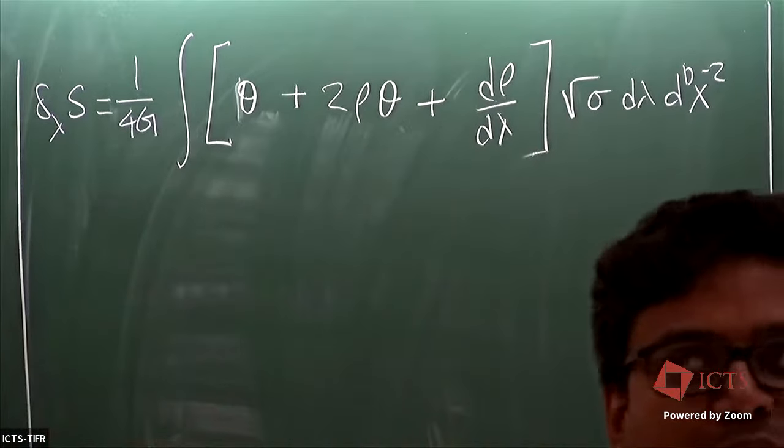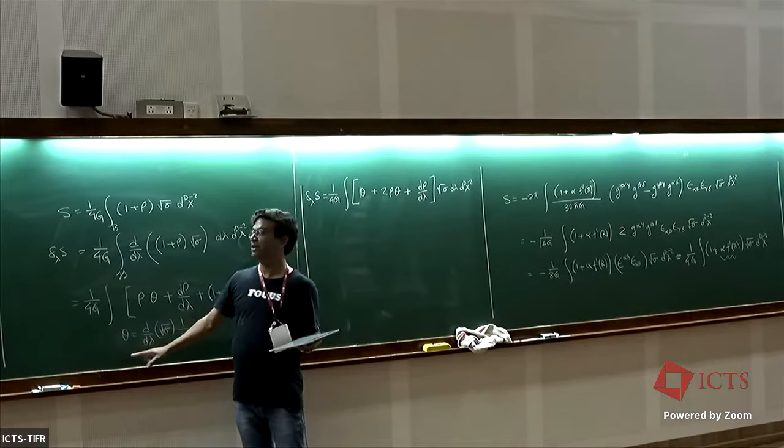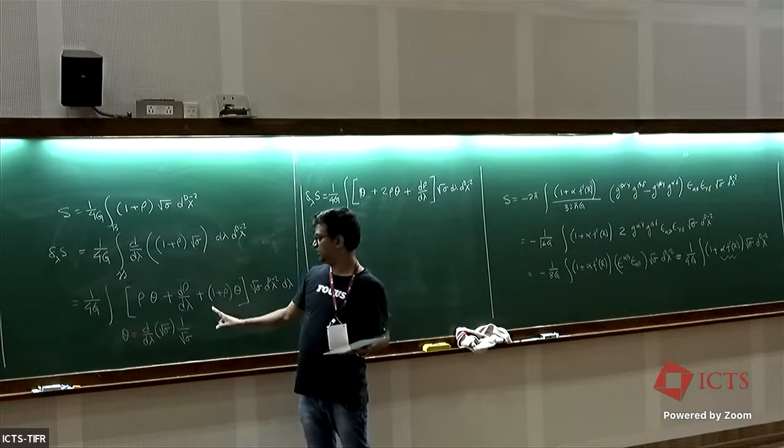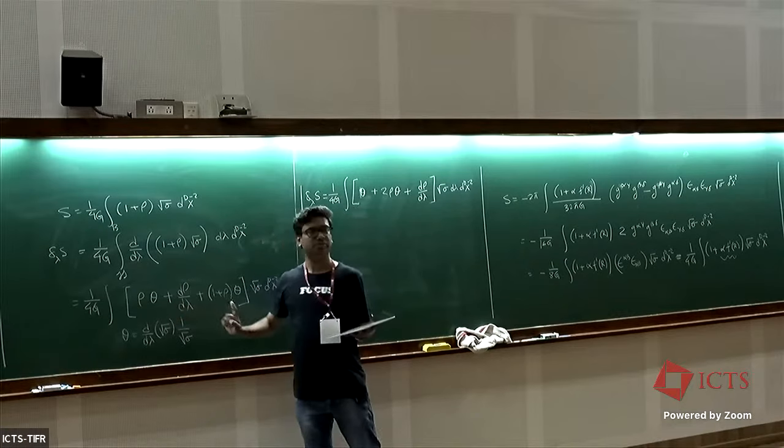Because there is a rho theta here. See, this d/dλ acts on root sigma. According to this formula, d/dλ of root sigma is nothing but theta into root sigma. I took root sigma out here, so only theta will contribute. This is that rho theta.